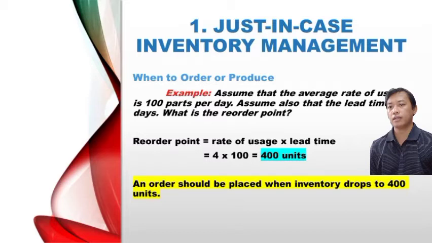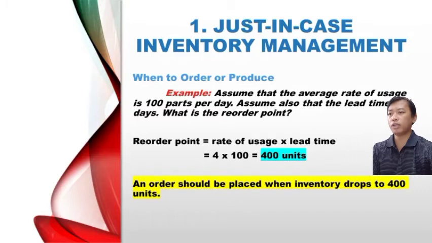However, it is not always possible to make to stock, and if it is, it may not be economically sensible. This leads to an often overlooked but important distinction between make to order and make to stock. So here is an example. Assume that the average rate of usage is 100 parts per day and the lead time is 4 days. What is the reorder point?